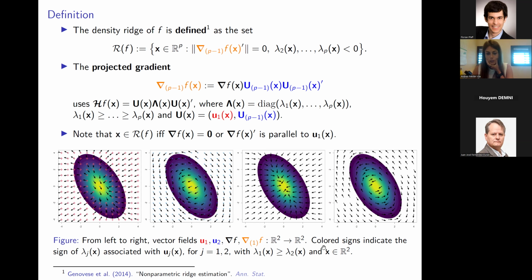Here we are assuming that p is equal to 2. Notice that the density ridge is defined, as we have said before, as the points such that the norm of the projected gradient is equal to 0, that is, when the norm of this projected curve is equal to 0, and such that these eigenvalues are negative. Or, as we can see here, a point belongs to the density ridge if and only if the gradient is 0 or the gradient is parallel to the first eigenvector.